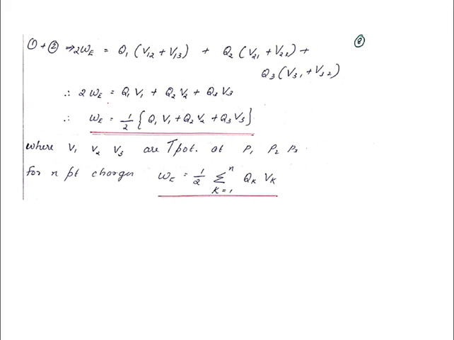So what is 2 WE? V12 plus V13 can be written as V1. V21 and V23 can be written as V2. Then V31 and V32 can be written as V3. So WE will be 1 by 2 into this many terms. So this can be written as 1 by 2 into sigma of Qk into Vk, as k tends from 1 to n. If you are inserting n number of charges, this is the total work done, right? This is an important equation for n point charges.